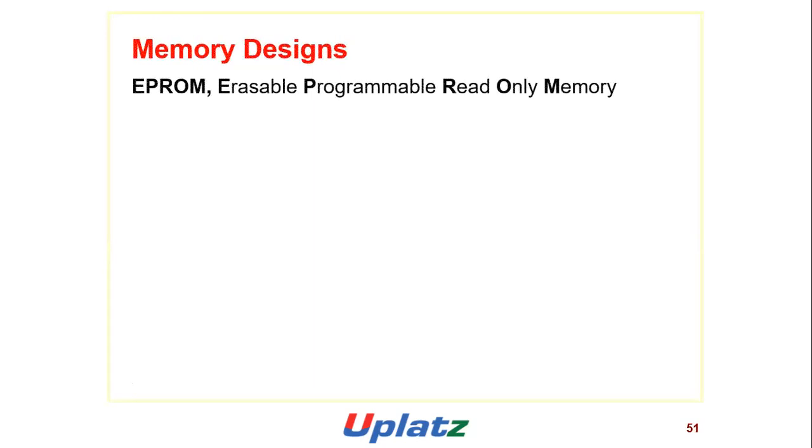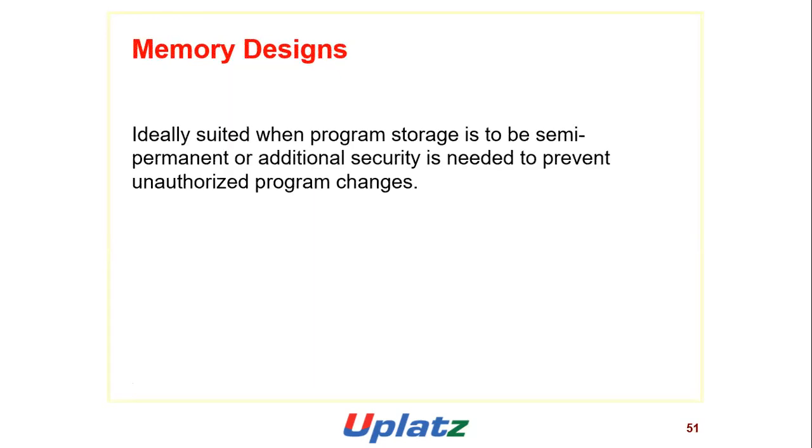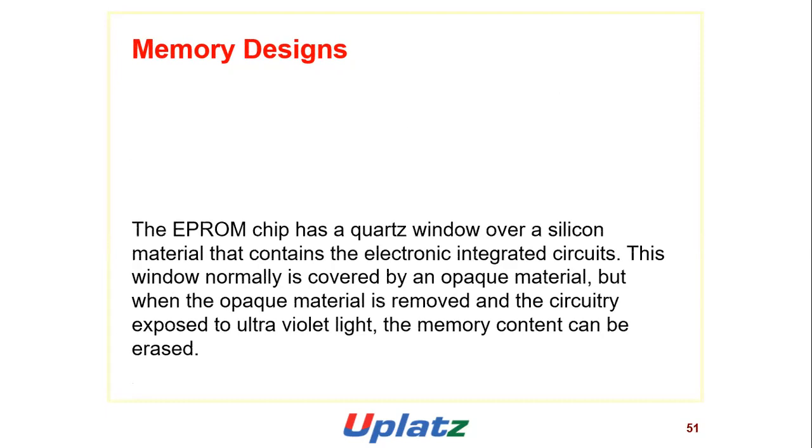EPROM, erasable programmable read-only memory, is ideally suited when program storage is semi-permanent or additional security is needed to prevent unauthorized program changes. The EPROM chip has a quartz window or a silicon material that contains the electronic integrated circuits. This window is normally covered by opaque material, but when the opaque material is removed to expose it to ultraviolet light, the memory contents can be erased. The EPROM chip is also referred to as UVEPROM.